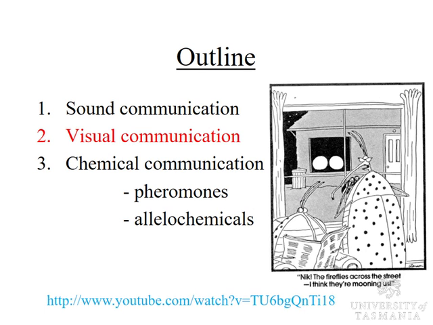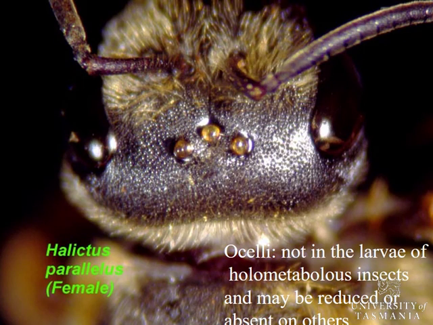Okay, let's have a look now at visual communication. And I want to just mention the organs that are picking up things in visual communication, and then talk a little bit about some of those things. We've already looked at the head of the insects, and we've been looking at ocelli for a number of weeks now. And remember that you can see ocelli often arranged in threes like this, but sometimes there's two or one or no ocelli on the head.